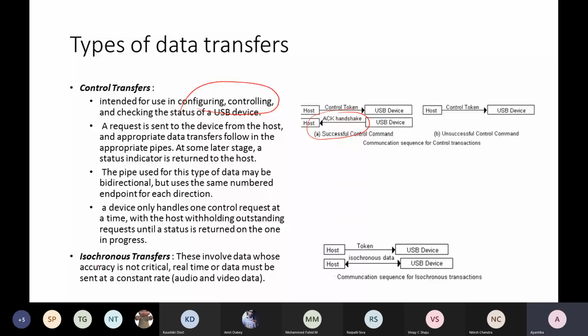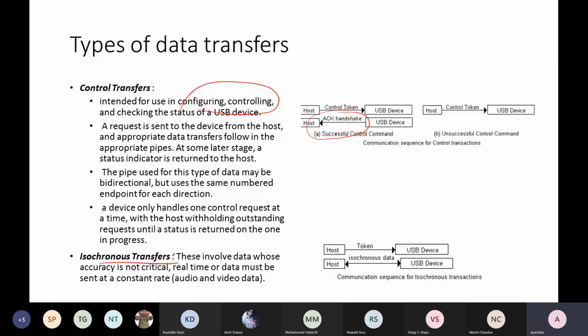Next one is isochronous transfer. This involves data where accuracy is not critical, but they are sometimes mostly time bound, or they need to transfer at some constant rate, like audio or video data, real-time process data. So these are isochronous data.